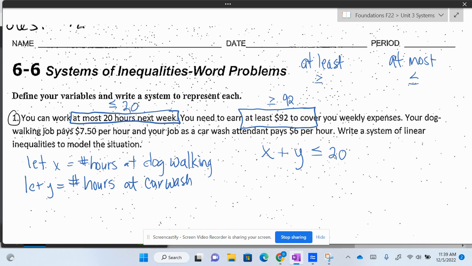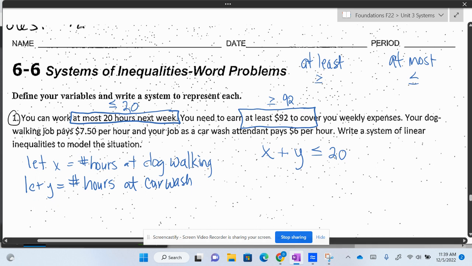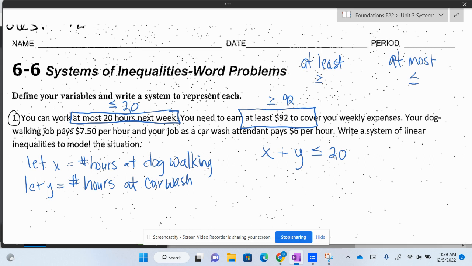Okay, so the at least, that deals with money, right? At least money. So how much money do I make as a dog walker? 7.5x plus how much money do I make at the car wash? 6y has to be greater than or equal to 92.